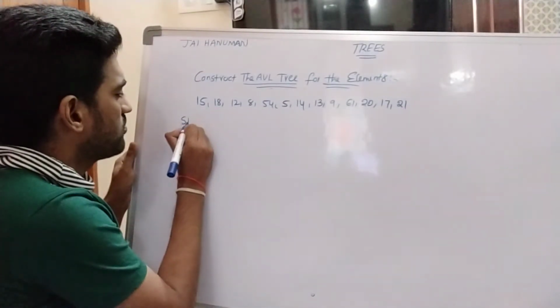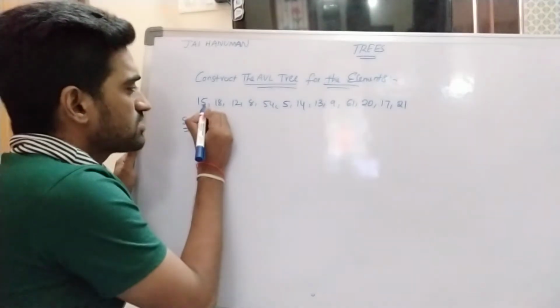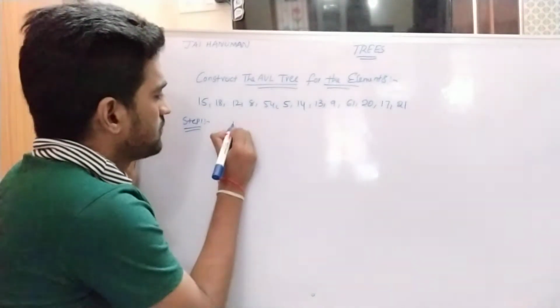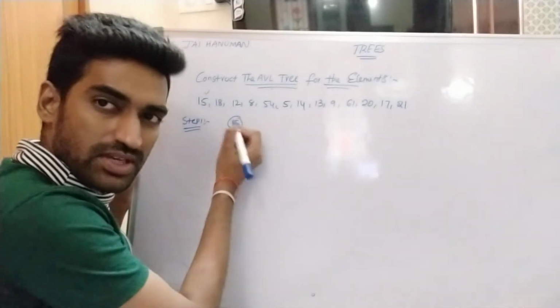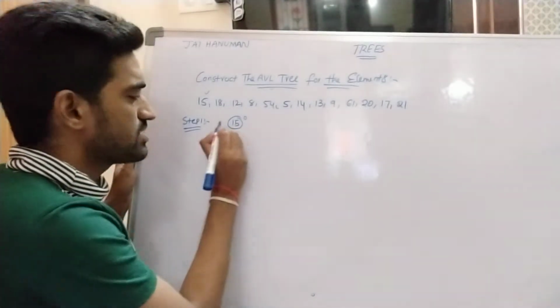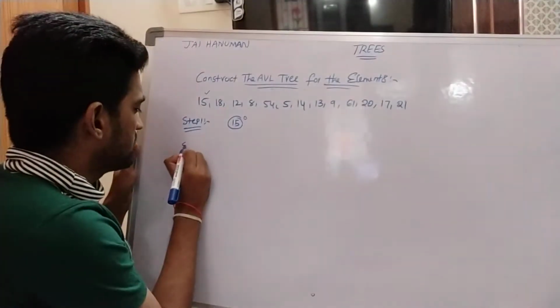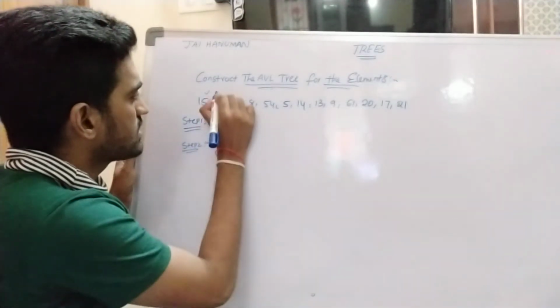So in step 1, what is the first inserted node? 15. 15 is the root node. So this is a binary search tree. Why? Because it contains only one node. Balancing factor is 0. So this is an AVL tree, right? Step 2. In step 2, we are inserting one more node, that is 18.